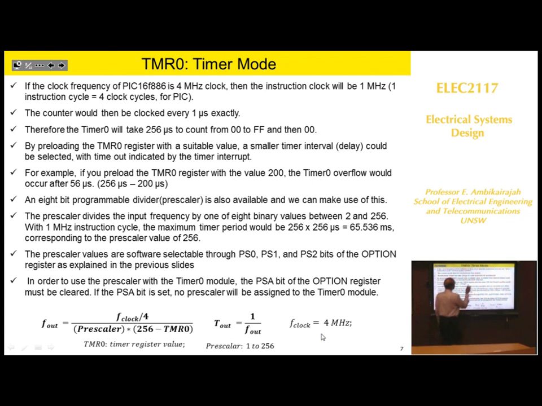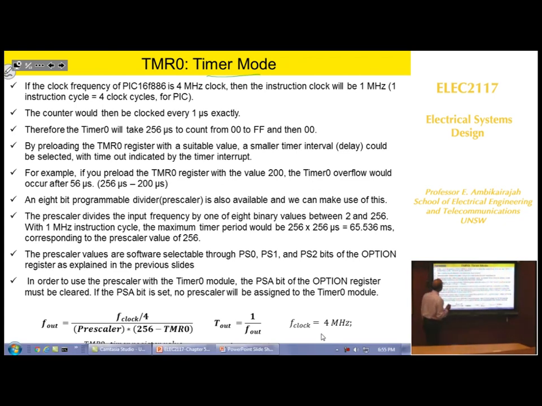Okay, just a little bit more on this. If the clock frequency of the PIC microcontroller is 4 MHz, the instruction cycle is divided by 4, so it will be 1 microsecond. So the counter would then be clocked every 1 microsecond. The clock is divided by 4, remember? 1 microsecond, that's called the instruction cycle. Therefore, timer 0 will take 256 microseconds to count from 0 to FF and then to 0.